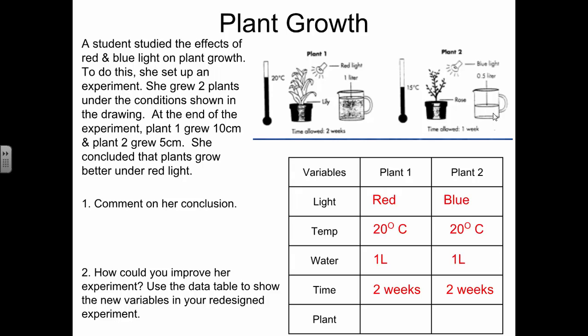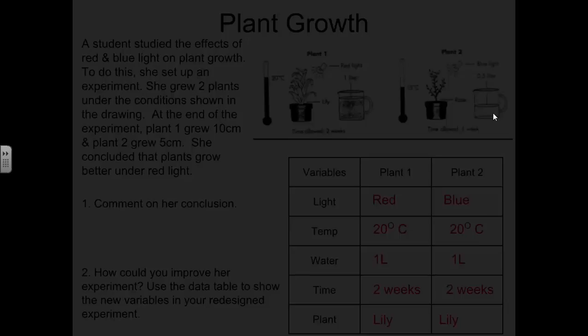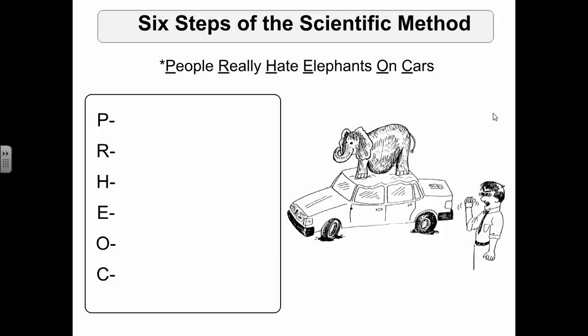We want to make sure everything is the same, except for the variable, we call it, that we're testing. In this case, it was the color of the light. If we had set it up this way, and we found the same results, then could we be more confident of the conclusion? Yes.